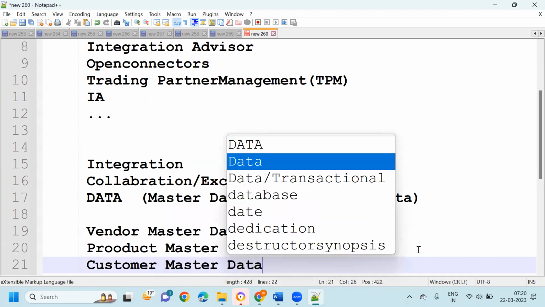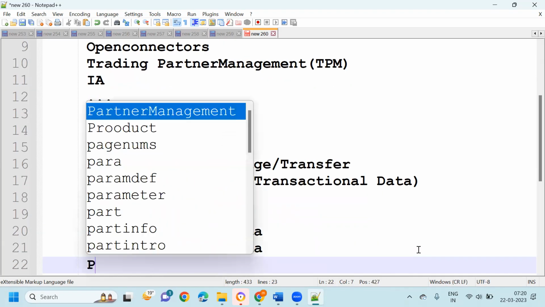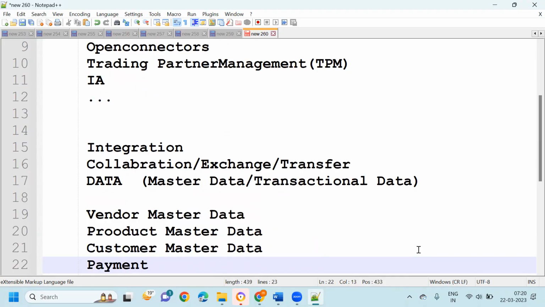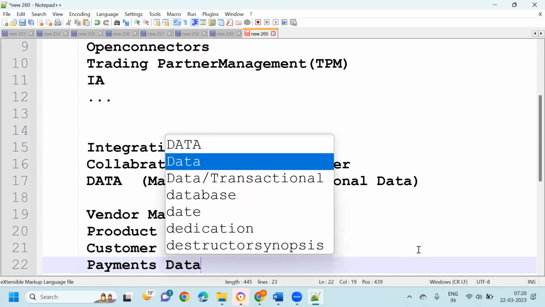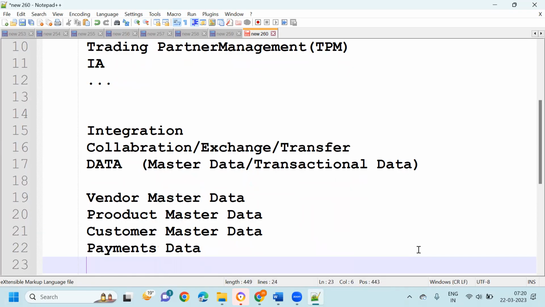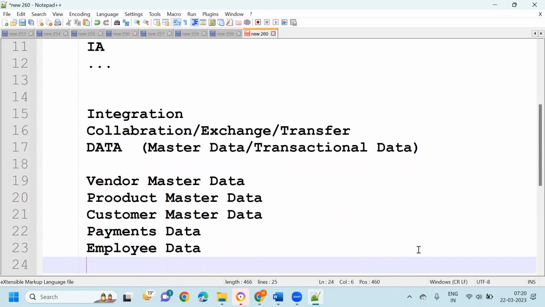We can see the transactions here. Some are payment related transactions, payments data. Next one is employee related transactions, employee data. Like that we have n number of transactions, depending on our business, depending on our domain business.